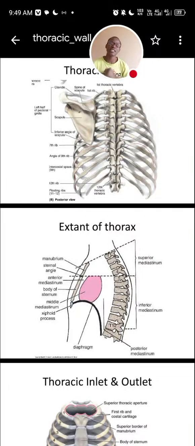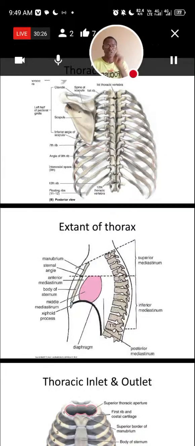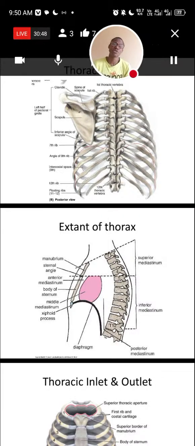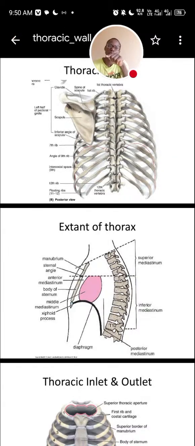So let's move in there. For the inlet of thorax, we say V squared MAN. What does that mean? V for viscera, the next V for vein, M for muscle, A for artery, N for nerve. Now let's start with the viscera that passes through the inlet of the thorax. Another word for inlet of the thorax is thoracic inlet. In exams or viva, they say superior thoracic aperture. I call it SAT, which means the superior aperture of the thorax.